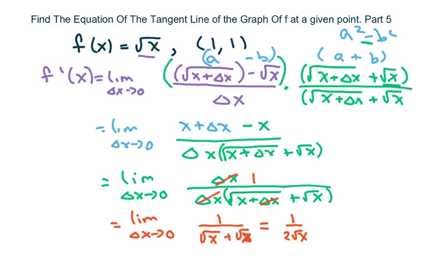Right? So for the point (1, 1), I'm going to plug in 1 for x, which is 1. So it's 1 over 2. That's my slope. And then I'm going to plug in this point. So my slope of the tangent line equals 1/2, and my point is (1, 1).